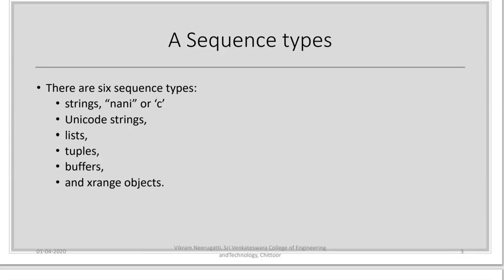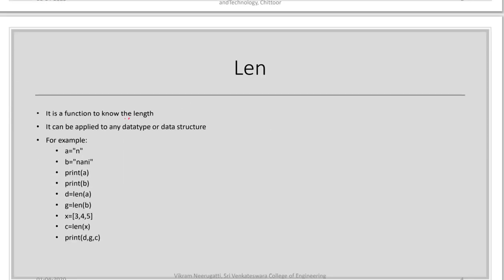Sequence types. There are 6 sequence types. One is a string, second one is the Unicode string, third one is the list, fourth one is the tuples, fifth one is the buffers, and sixth one is the xrange objects. These are the sequence types where the data can be stored in a sequence way with indexing. In this video, we will discuss strings particularly.